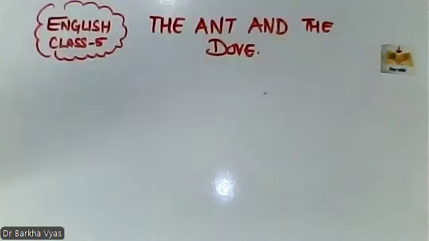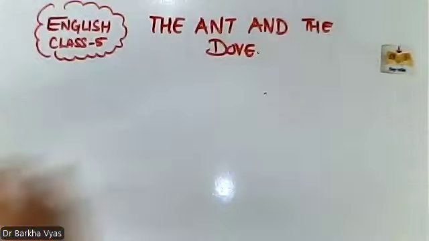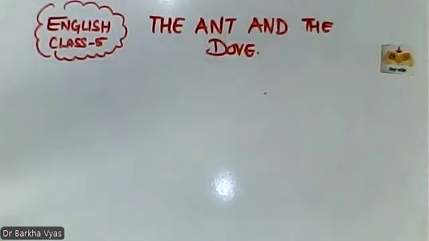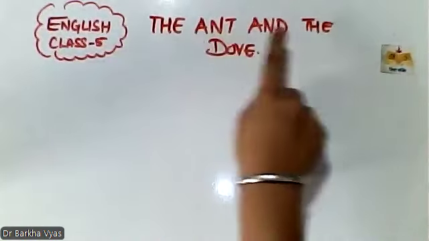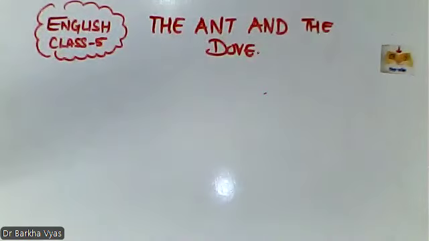Here with a new lesson, the ant and the dove. What are we going to learn today? We're going to learn a story. What story is it? It's about an ant, चींटी, and the dove. What does dove mean? It means कबूतर. सफेद कबूतर को कहते हैं dove.